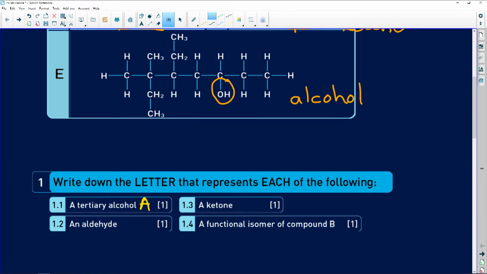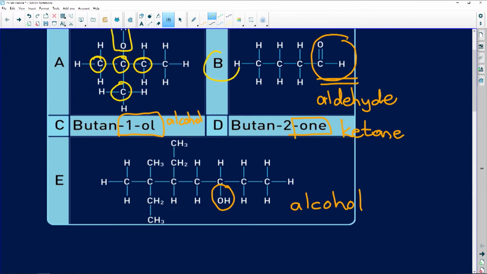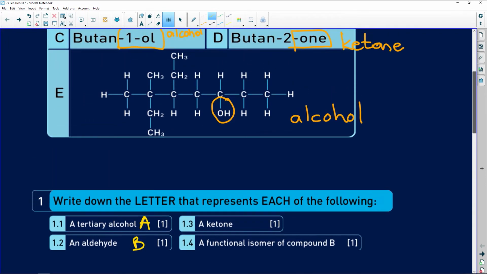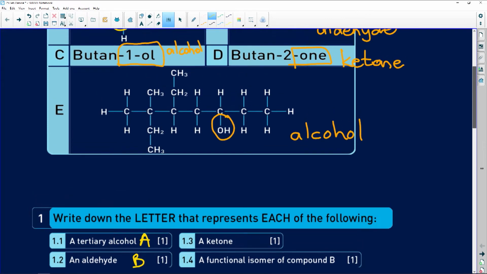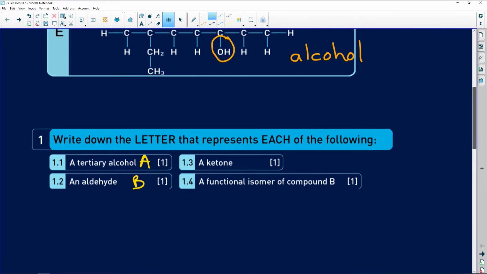An aldehyde, there we go. So that is easy. So we've got aldehyde was my compound B, so we've already got that answer, which is nice and easy, so we can just write down B. All right, they want to know a ketone. I think we also identified a ketone. Oh, there we go. So now it's easy. There's my ketone, so it is going to be D. And there we go.